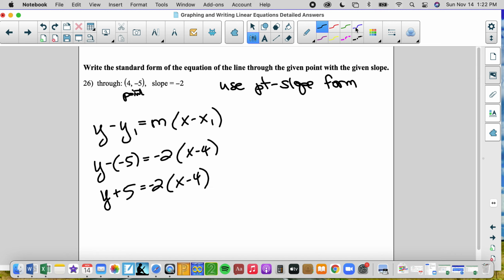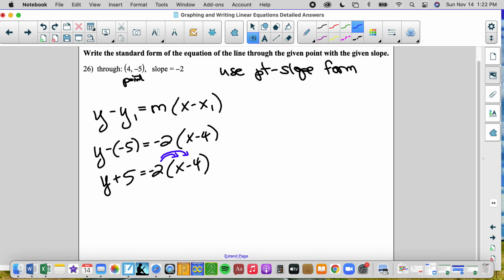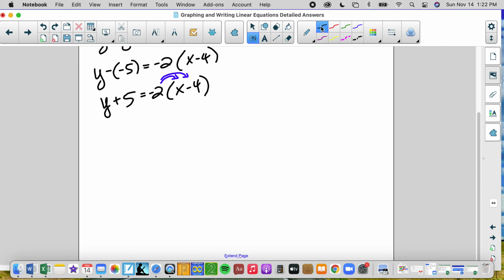Now, I can't move things because I got to distribute this -2. I got to simplify this equation a little bit. So we get y plus 5 equals -2x plus 8. -2 times x is -2x. -2 times -4 is +8.